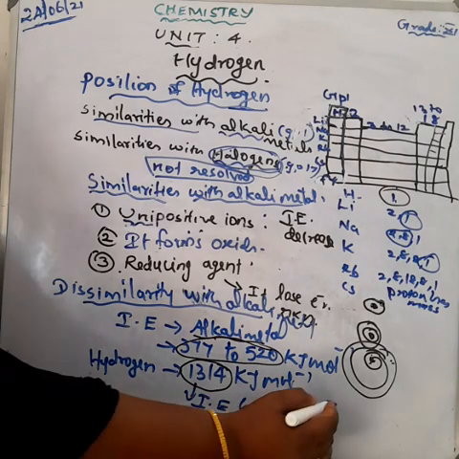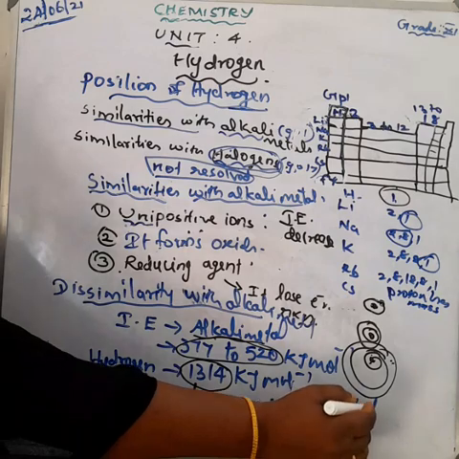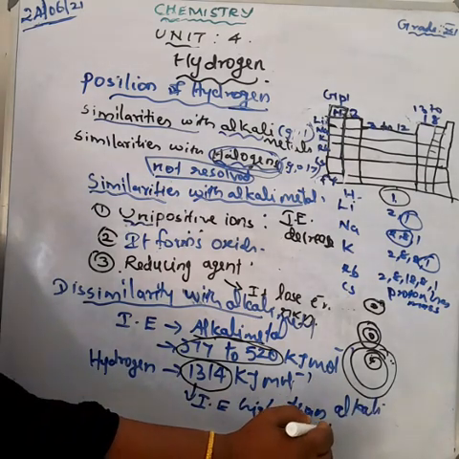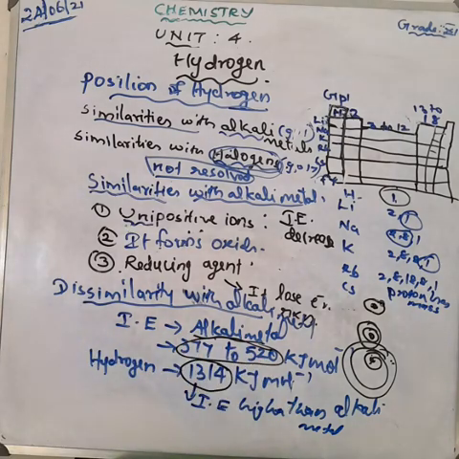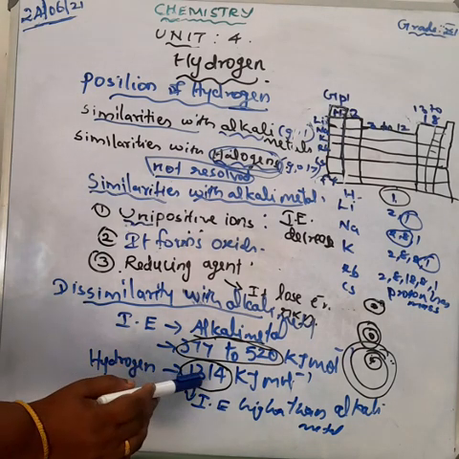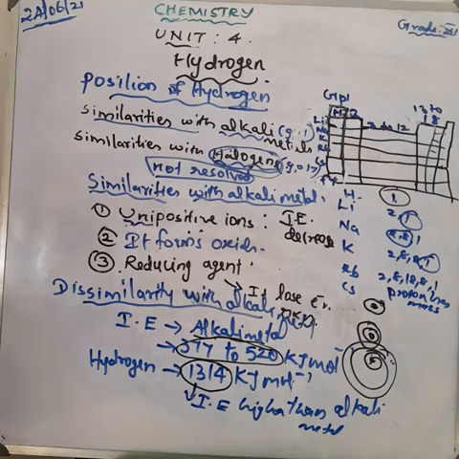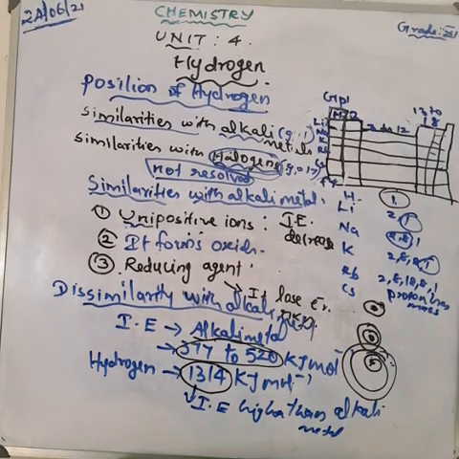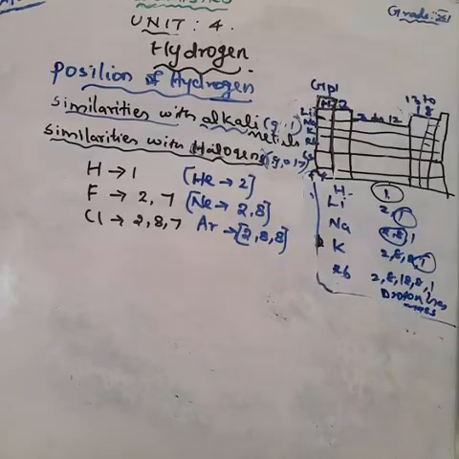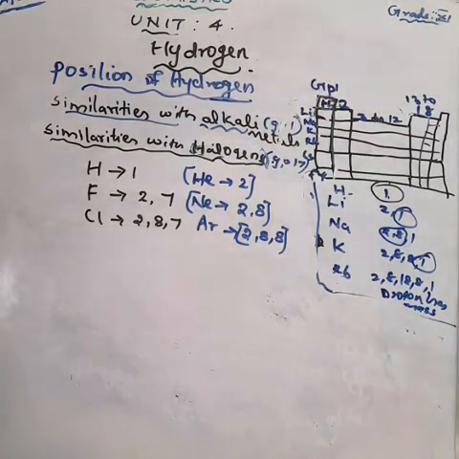The ionization energy of alkali metals ranges from 377 to 520 kilojoule per mole, but the ionization energy of the hydrogen atom is 1314 kilojoule per mole. Okay, so it is very high. It is the dissimilar character of hydrogen and alkali metals. Okay, understood? And then what are the similarities and dissimilarities between hydrogen and the halogens?